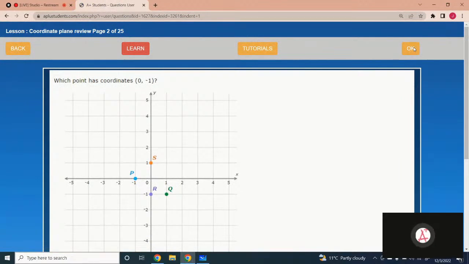Okay, the second one is which point has the coordinates 0 and -1. Got it? x is 0, and the y value is -1. So it would be 0, -1, and here R is the point that has the coordinates 0 and -1. The x value is 0 means that on the y-axis the x values are 0. Got it? So that means the point must be on the y-axis. So it would be 0, -1. R has the values 0 and -1. Got it?